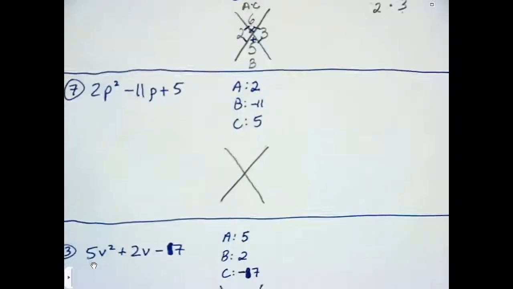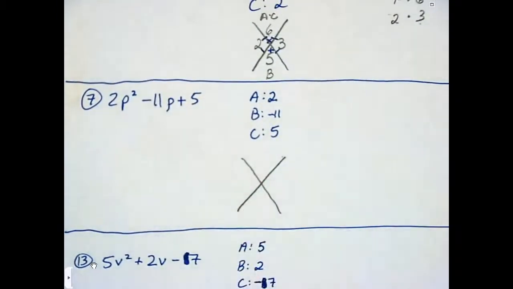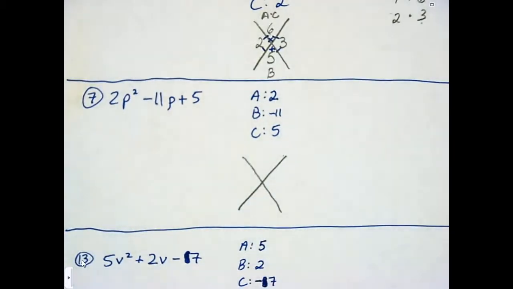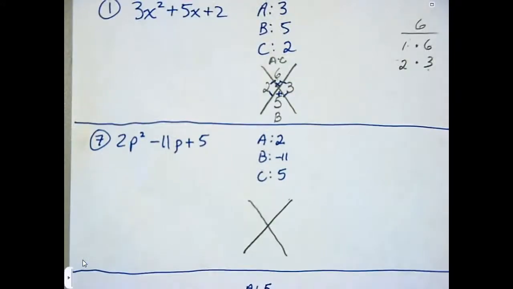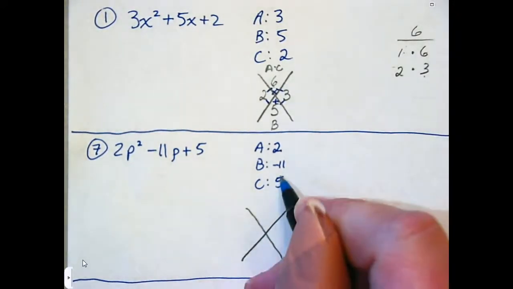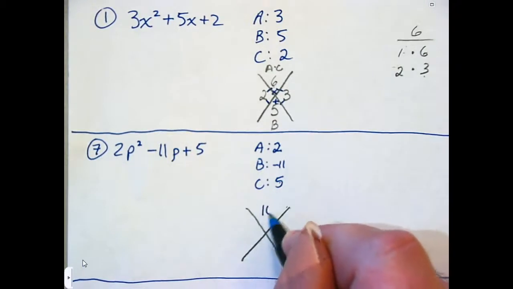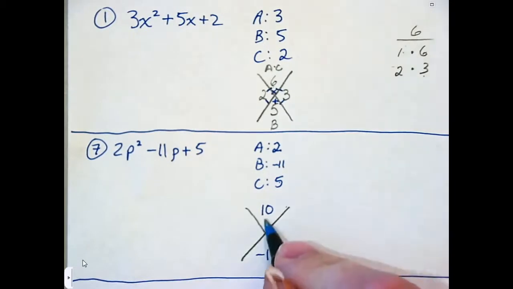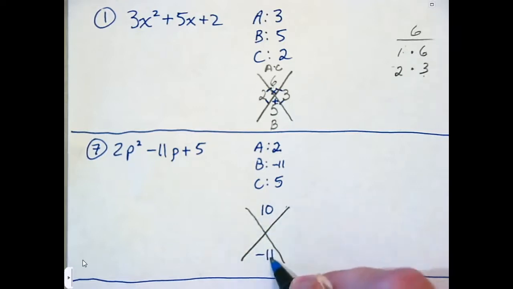Okay, what I want you to do is fill in the diamond for number 7. Different boxes there. 1 and 10. Let's see. Hey, what goes right here? 10. 2 times 5. A times C. What goes down here? Negative 11. So start with 1 and 10. 1 times 10 obviously makes 10. Does it add to negative 11? It doesn't add to negative 11.